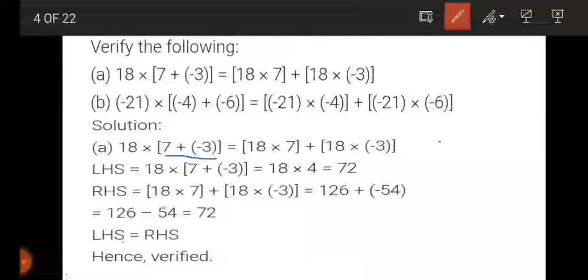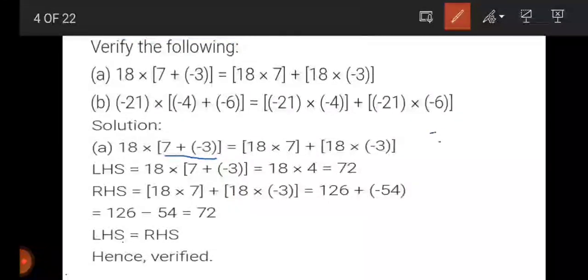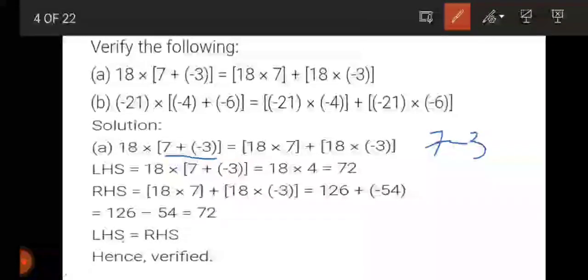Okay, so plus 7 and minus 3, plus times minus is minus, because the sign change of integers is always a subtraction.